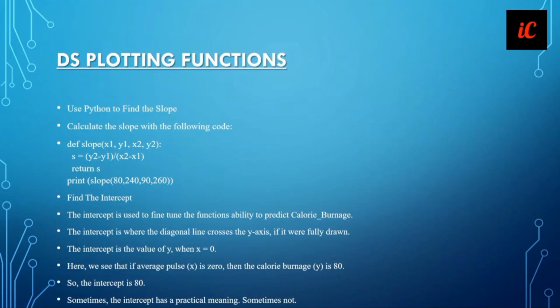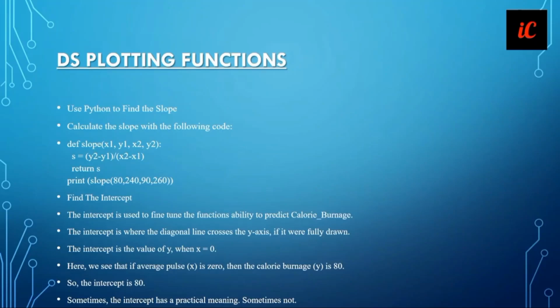Okay, find the intercept. The intercept value will be given to you, and the intercept is used to tune the function's ability to predict the calorie burnage. It will predict how to find it. Once you take average speed and average time, it will automatically find how many calories you have burned in how much time. So you have to give all the values for that. In the intercept, the value of y when x is equal to 0. If you see that average pulse is x and the calorie burnage is y, that is 80. So the intercept is 80.